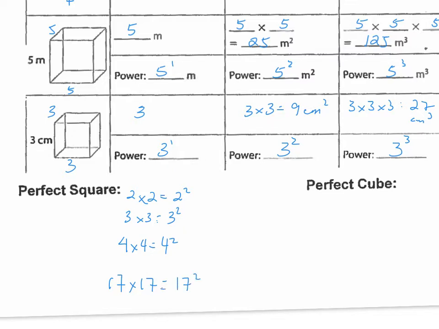And perfect cubes are the same number multiplied by itself 3 times. So 2 times 2 times 2 is 2 cubed, which is 8. 3 times 3 times 3 is 3 cubed, which is 27, and so on and so forth.